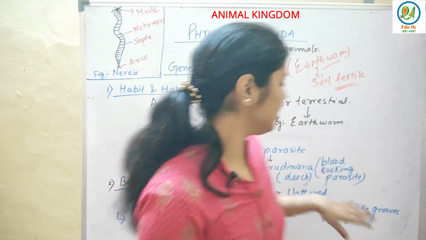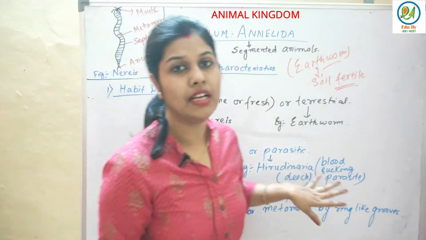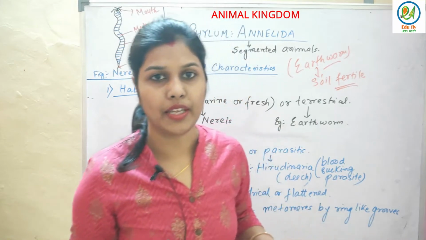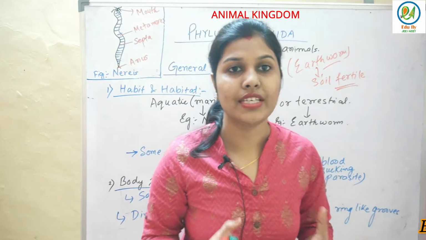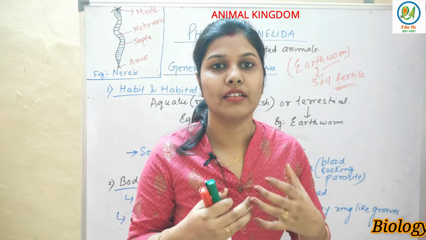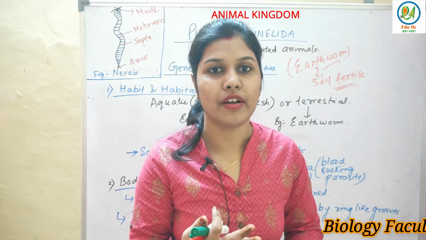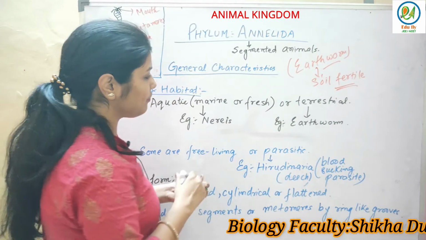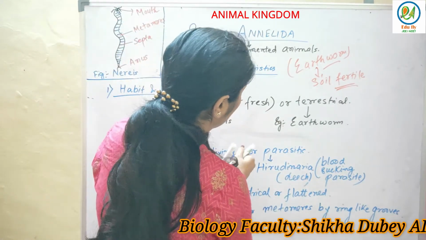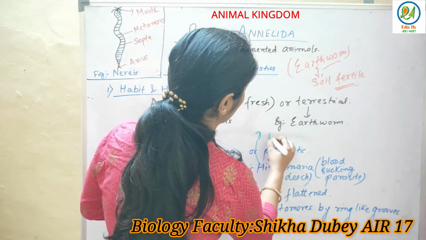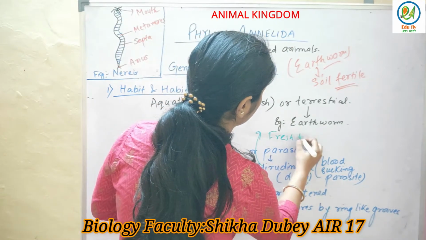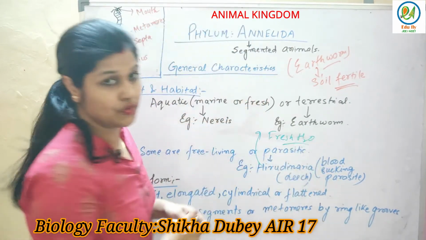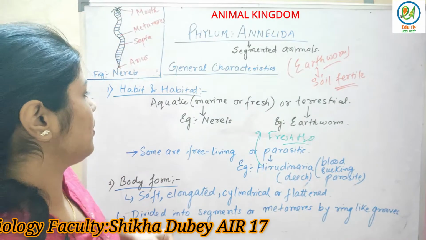Parasite example: Hirudinaria. See, I have shown you the example Hirudinaria. They are blood sucking parasites. What they do is they suck the blood from various animals like fish, dog, cattle, many other animals. And Hirudinaria is found in fresh water. They are not found in marine water.